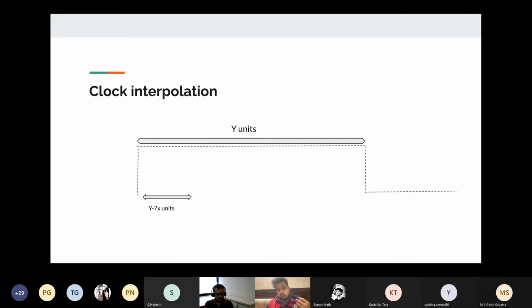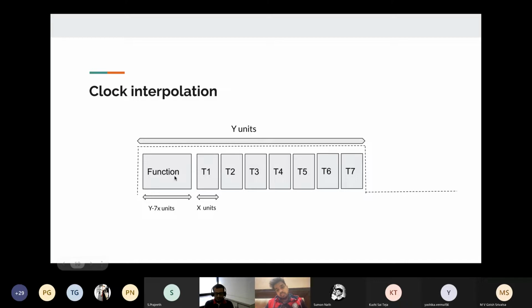Now we will see through an animation how we use it. Suppose this is the starting edge of the clock, and this is your function, and you were able to run 7 increment operations within one clock cycle along with this function. Suppose in the previous step you calculated that one increment operation takes x units of time, and between two clock edges there are y units of time. Then you can easily conclude your function takes y minus 7x units of time. That is how the clock interpolation method is used to calculate timing at a finer resolution than the clock provides.